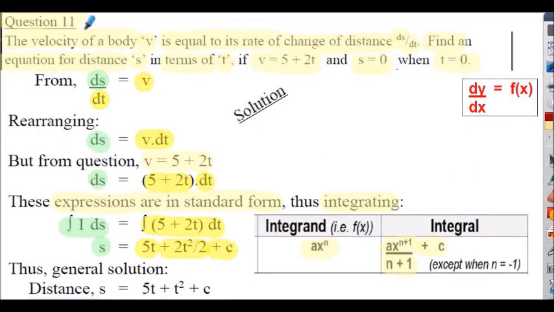side. Note here the 2 in the numerator cancels with the 2 in the denominator. So we end up with distance s is equal to 5t plus t squared plus c. That's our general solution for question 11, but of course we need to now impose the initial condition given.